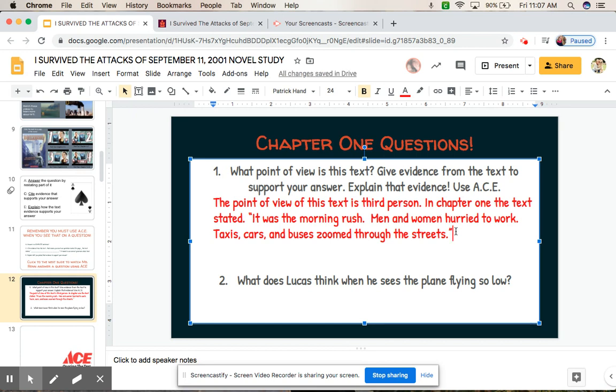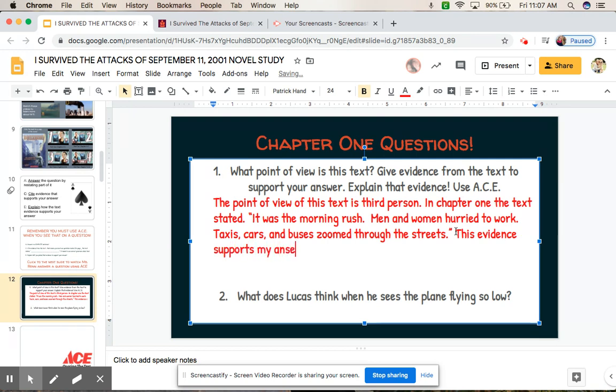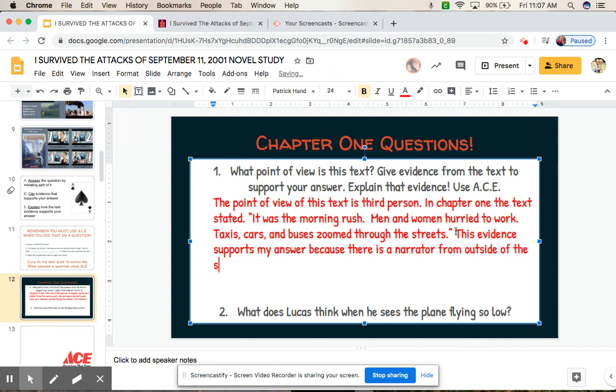Okay, then I'm going to explain why I chose that evidence. We just can't copy something from the book. We have to make sure that we're explaining why we picked that. So this evidence supports my answer. There is a narrator from outside of the story telling what is happening.